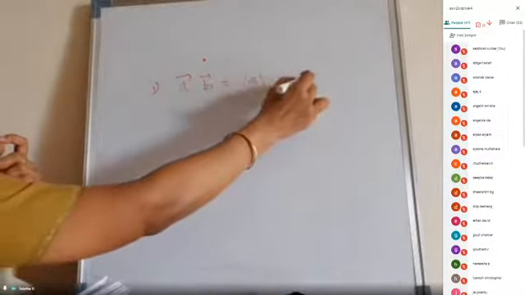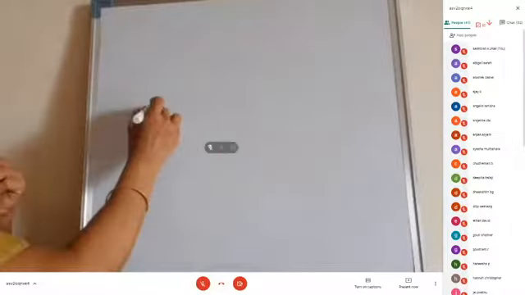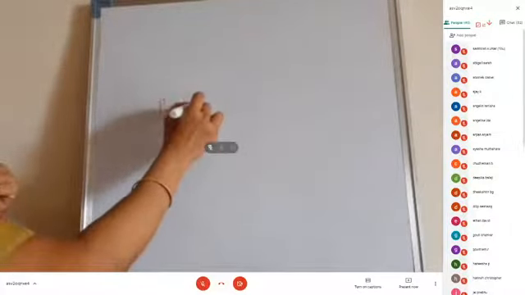Then, what is the geometrical meaning of A dot B? Projection of A vector on B vector. What is the vector projection of A vector on B vector? A dot B by mod B square, then B vector.